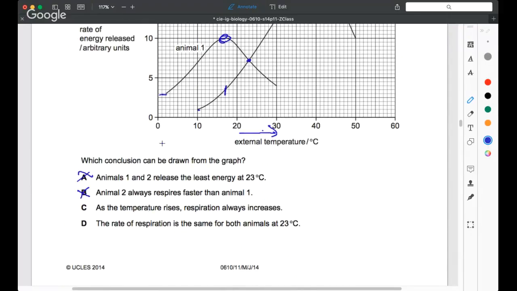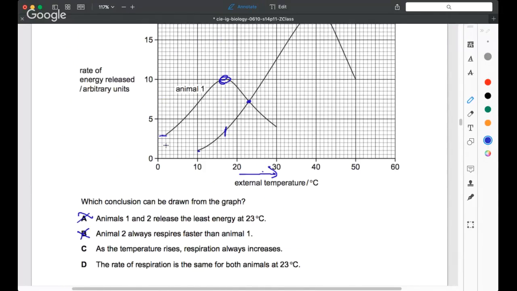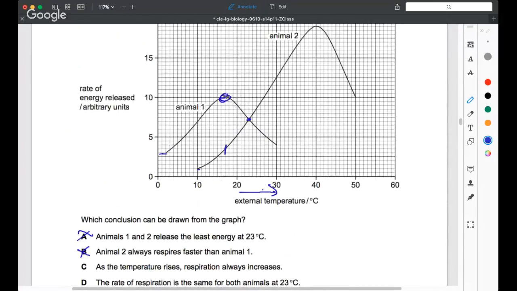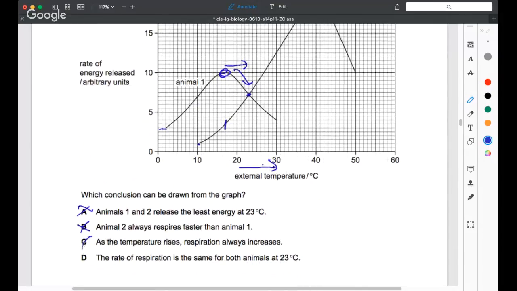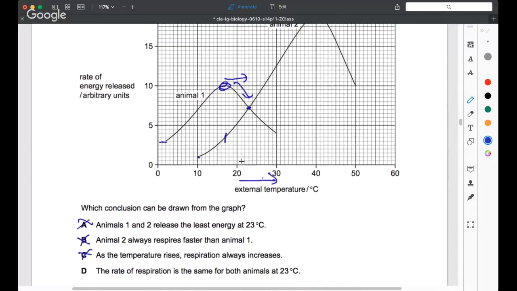As the temperature rises, respiration always increases. If we look here, as the temperature rises past this maximum point for animal 1, the energy production decreases. So that's not right either. The rate of respiration is the same for both animals at 23 degrees C. If we look at 23 degrees C again, here, the rate of respiration is the same at 7 arbitrary units. It's the same for both animals as they cross over at 23 degrees C. So the correct answer is D.